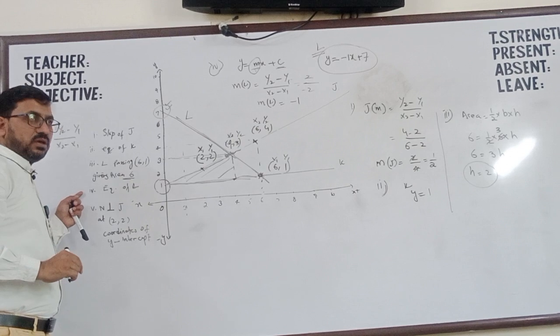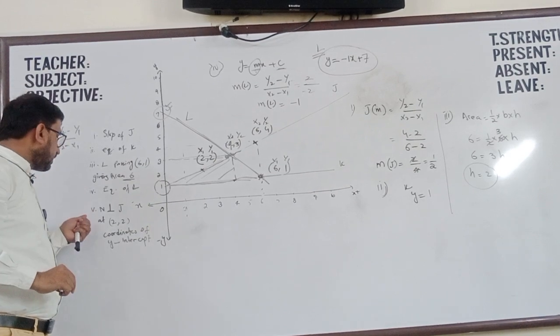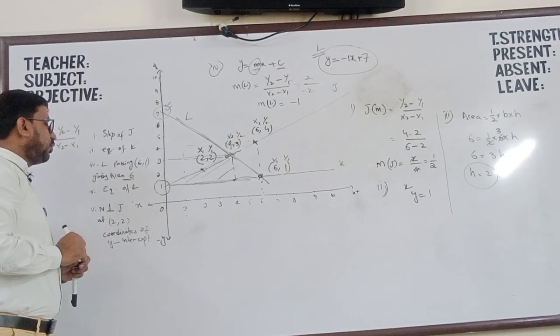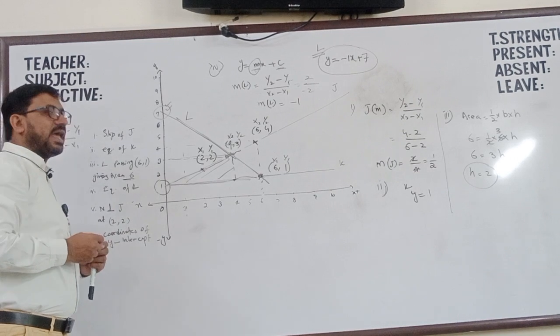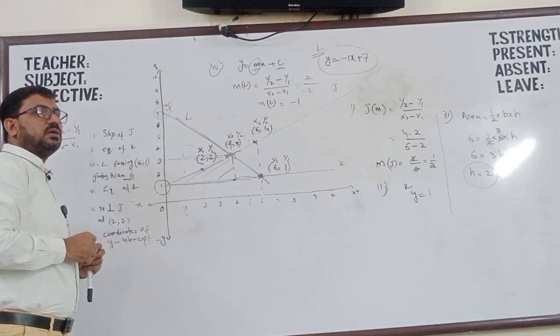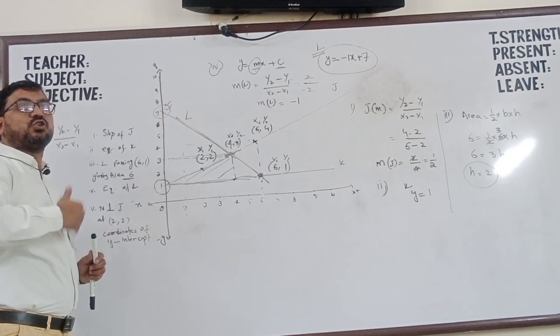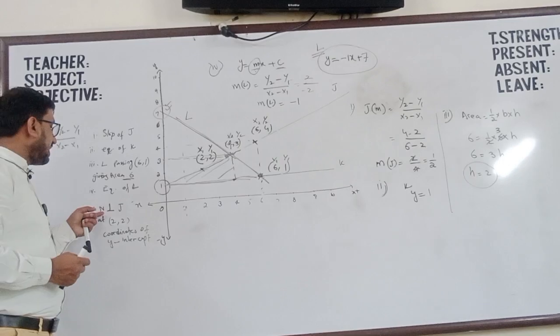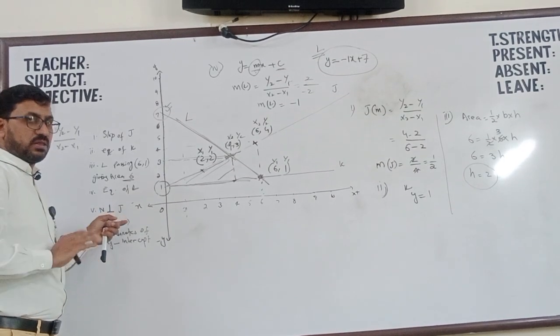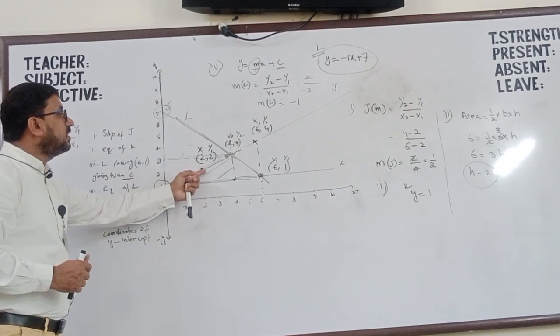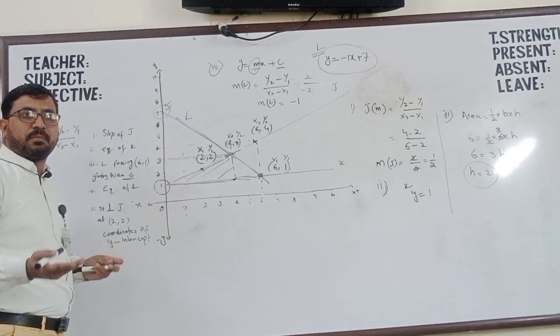Now the 5th and the last part for this question. N is perpendicular to J. We already have a line J, but there is no line N. That means we need to draw the line N over here. They said N is perpendicular to J. They have given us the relation between J and N: they must be perpendicular.